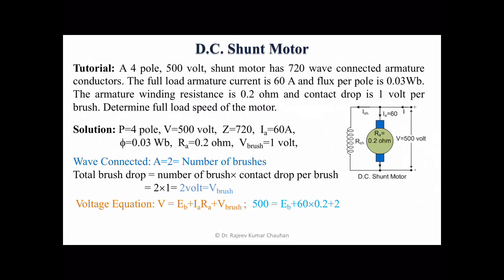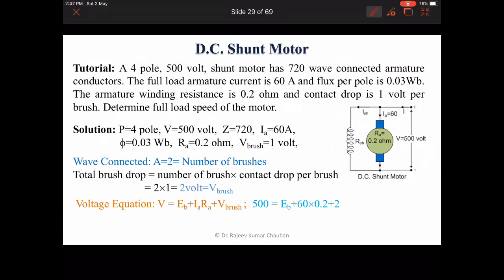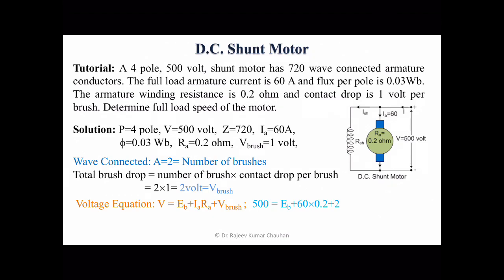This is one numerical relevant to the DC shunt motor. A 4-pole 500 volt shunt motor has 720 wave connected armature conductors. The full load armature current is 60 ampere and flux per pole is 0.03 Weber. The armature winding resistance is 0.2 ohm and the contact drop is 1 volt per brush. Determine the full load speed of the motor.